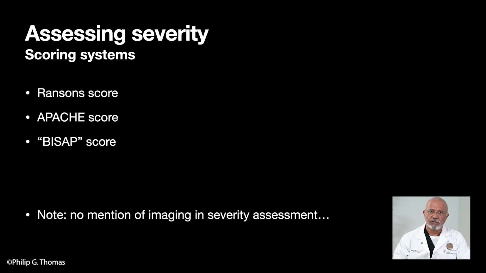Apache is an acronym for Acute Physiology and Chronic Health Evaluation. So there are a lot of variables that go into making the Apache score. Ranson's has fewer criteria, but you really need two sets of recordings at 0 and 48 hours before you can assign a Ranson score. So this is an important limitation of the Ranson score. The BISAP score is something that has become more popular recently, and I will touch on this shortly.